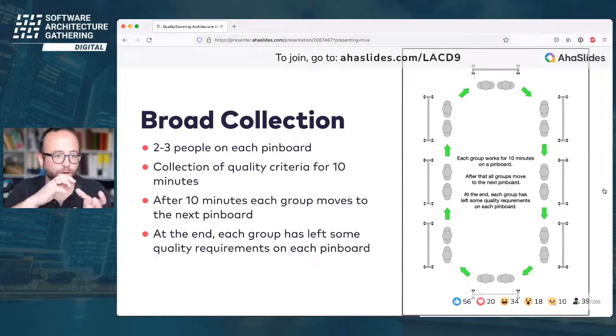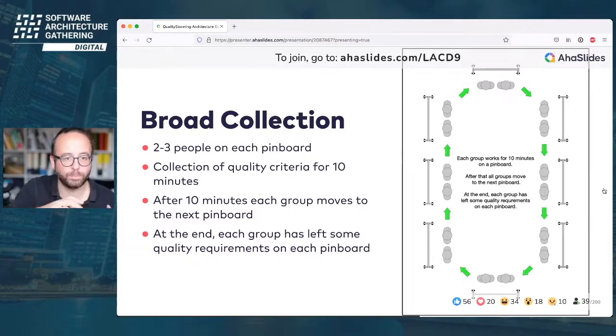Build groups of 2 to 3 people, and place each group on one pinboard. Then give them 10 minutes of time to talk to each other and come up with ideas for quality requirements for a given system that they consider to be good, that they consider to be important, that they consider to be a requirement.